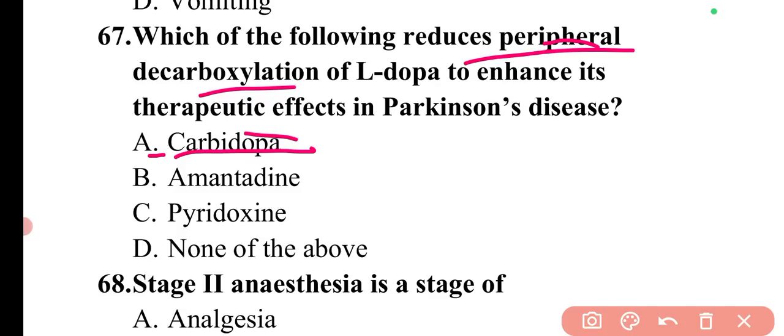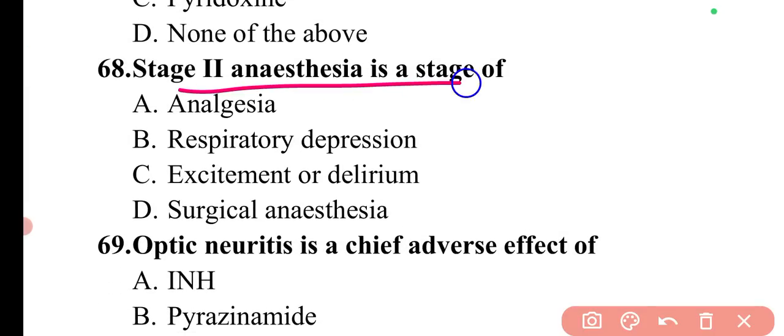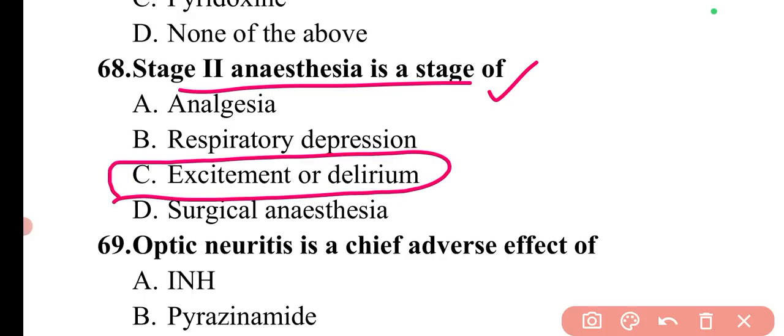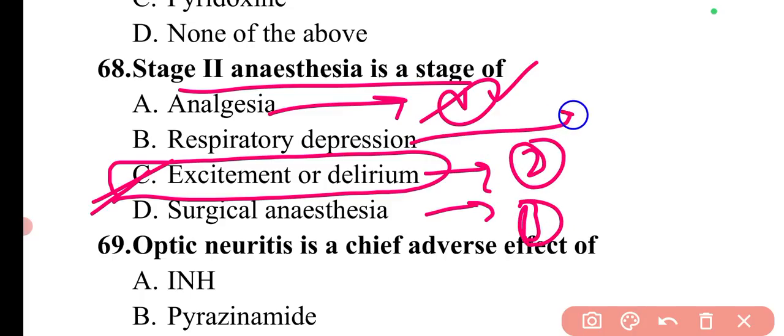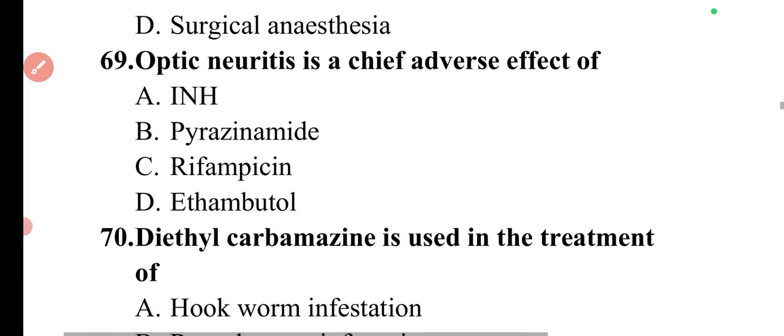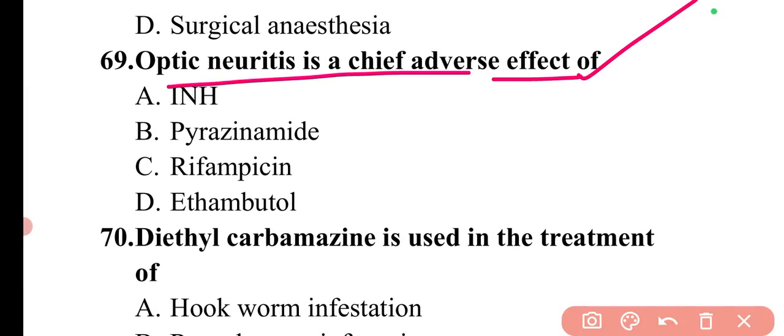brain only. Next question is, stage 2 anesthesia is a stage of. So stage 2 is excitement and delirium. So here option C is correct. Stage 1 is analgesia, stage 2 is excitement and delirium, stage 3 is surgical anesthesia, and respiratory depression is number 4. Then moving to the next question. The question is, optic neuritis is a chief adverse effect of. So basically, optic neuritis is a chief adverse effect of ethambutol. So here option D is correct.